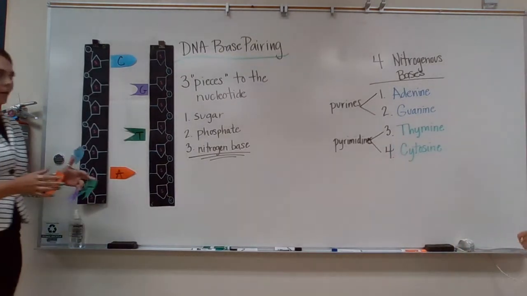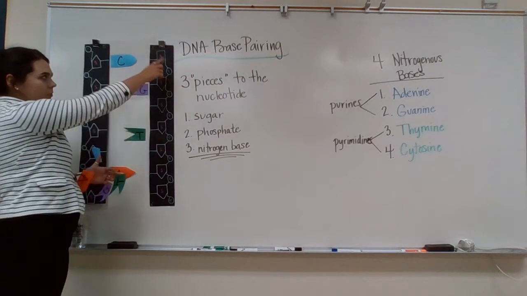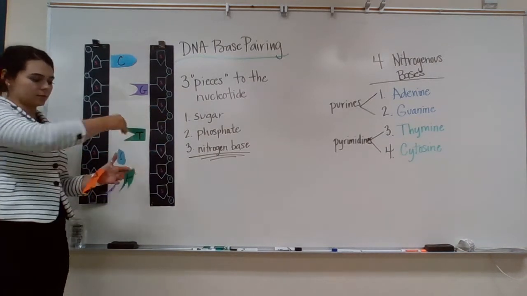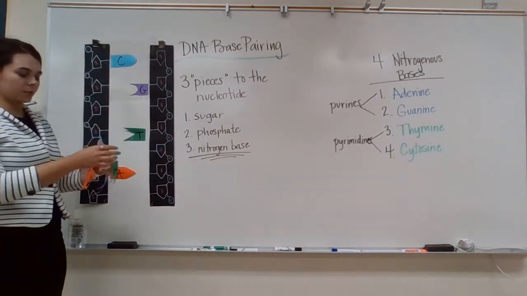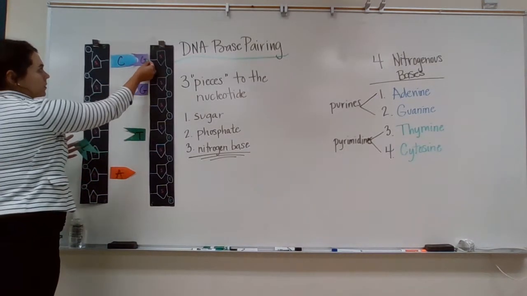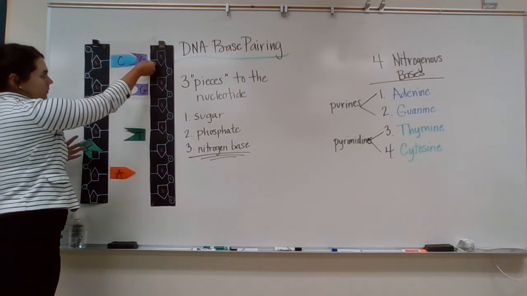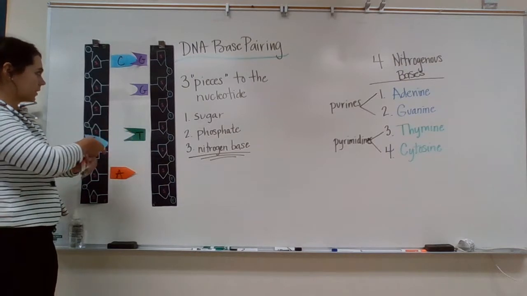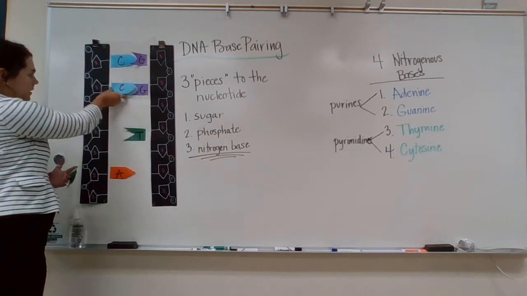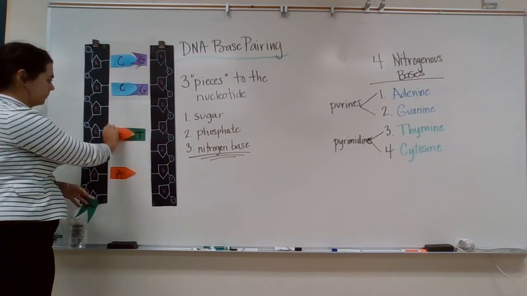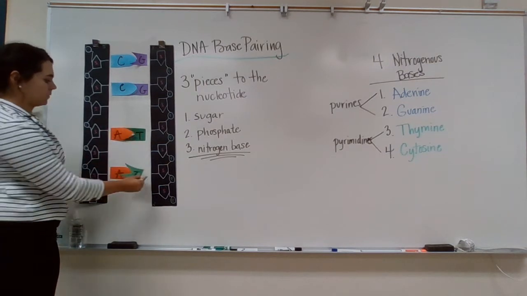Okay, so we have our two backbones, our sugars, our phosphates, and then in the middle we have our nitrogen bases. Okay, so like we just talked about, cytosine is always going to bind with guanine, so they should kind of fit like a puzzle. Okay, these bond by hydrogen bonds. So again, if we have guanine, it's going to bind with cytosine. If we have thymine, it binds with adenine. And then again, adenine will bind with thymine.